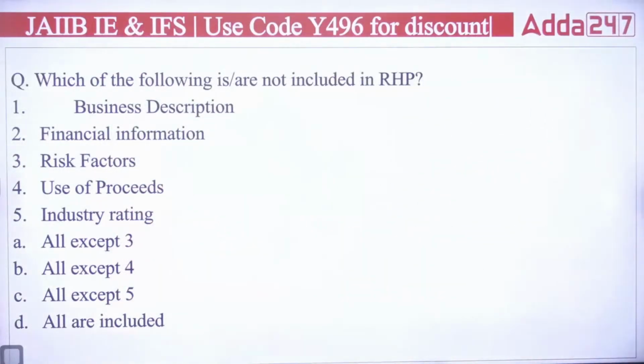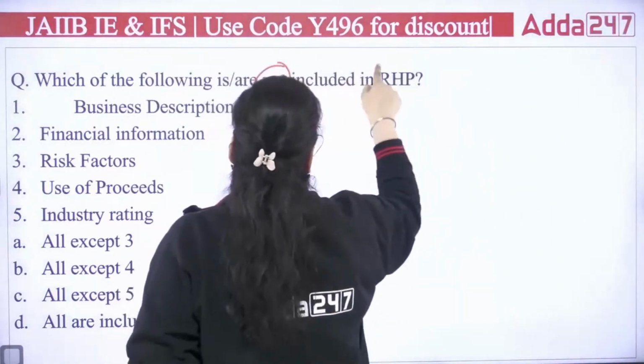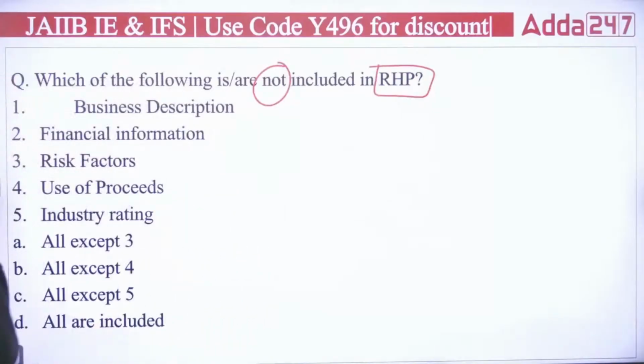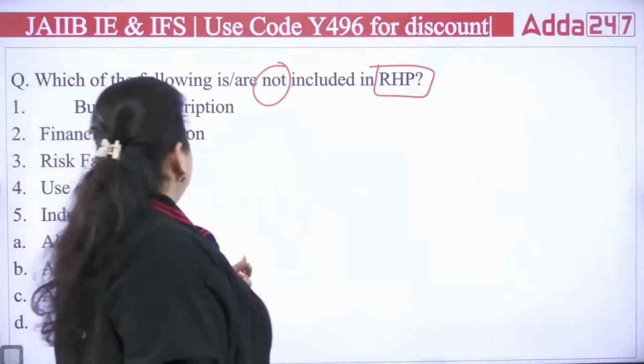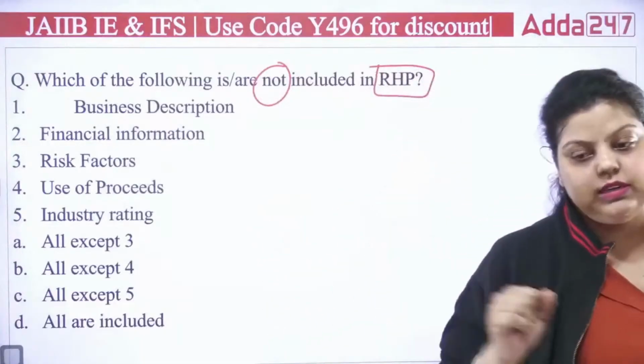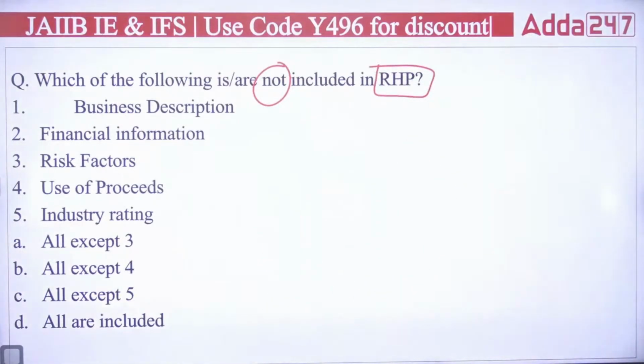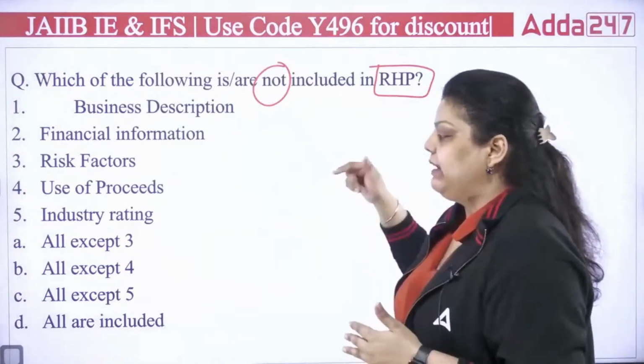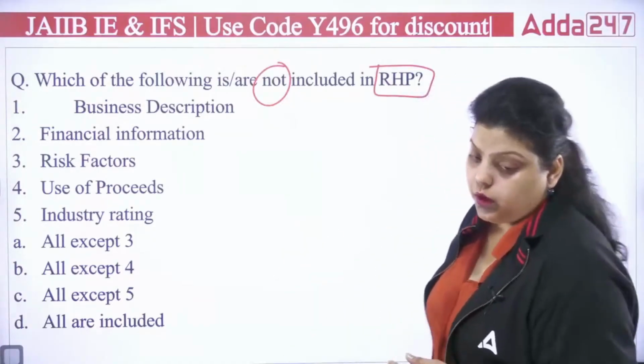Okay. Now, which of the following is or are not included in RHP? Also, let me know the full form of RHP. The full form of RHP, and which of the following is not included in RHP? Like the content defined under the RHP. Which of the following is not correct or not included in the RHP? So first is saying business description, second is financial information, third is risk factor, fourth is use of proceeds, fifth is industry rating. So all except 3, all except 4, all except 5, all are included. Which of the following will be the right answer?